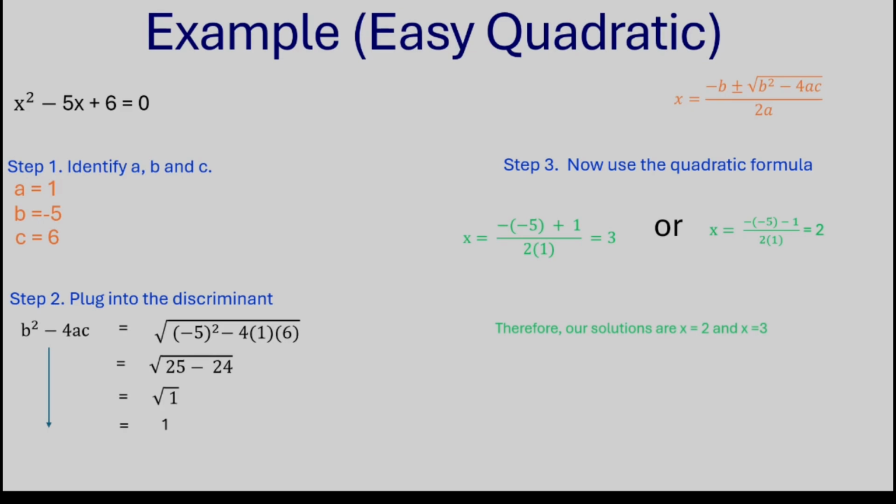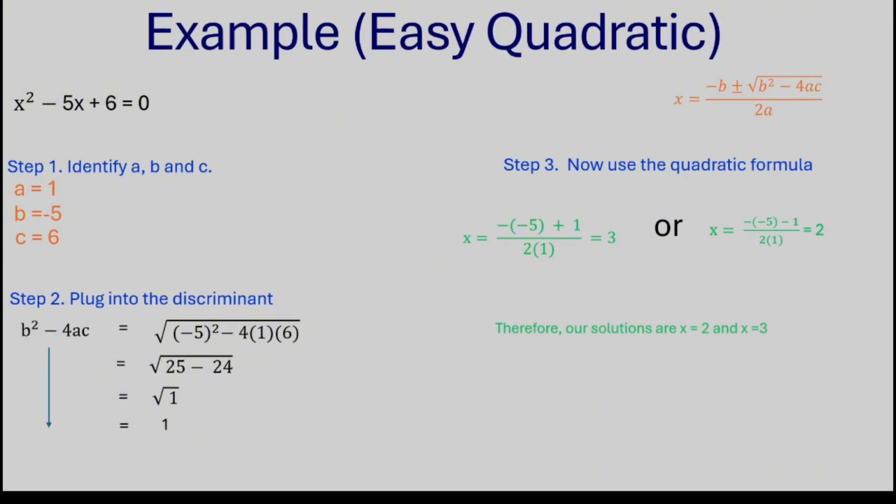Next, in step 3, we will go ahead and use the quadratic formula by taking the discriminant that we just found in step 2 and plugging it into the quadratic formula. So plugging it in, we are going to have x is equal to negative negative 5 plus 1 over 2 times 1, which is equal to 3. That's the first solution. The second solution will be x is equal to negative negative 5 minus 1 all over 2 times 1, and that is equal to 2.